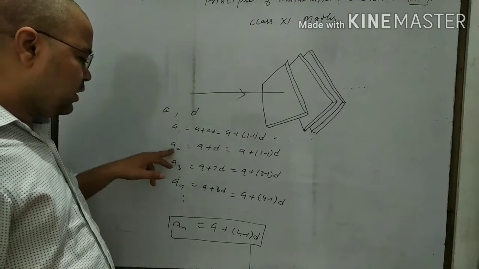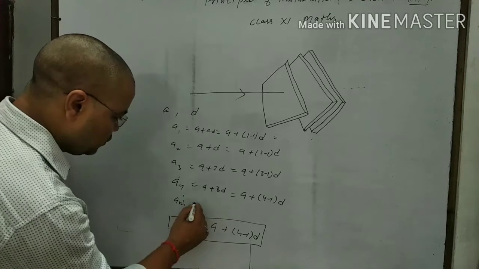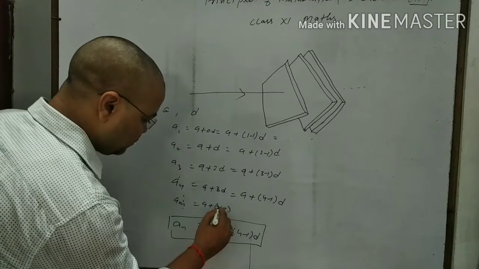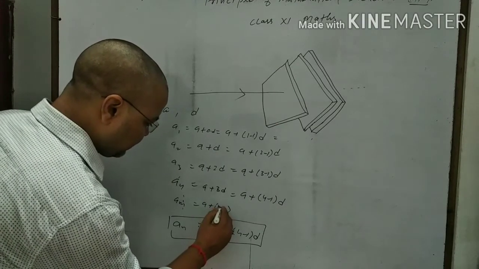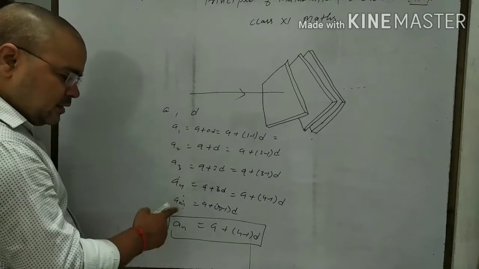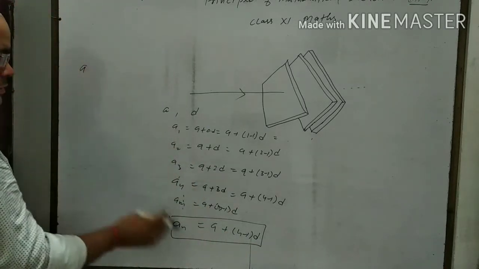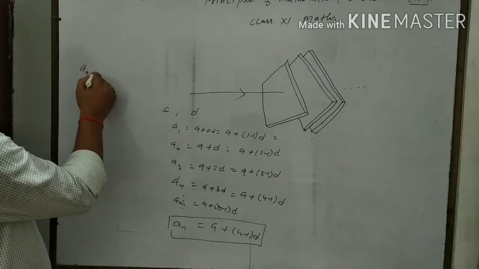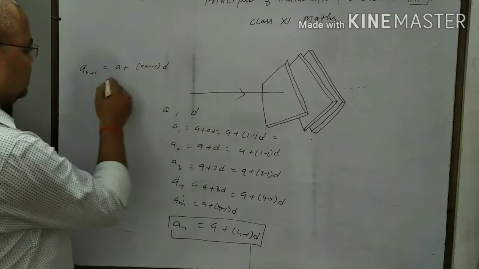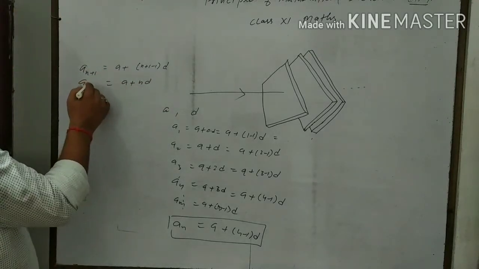This rule should be true for 2 also. Similarly, this rule should be true for m also, that is A plus m minus 1 into D. And therefore we can make a conclusion that it is also true for n plus 1. Here, A plus n plus 1 minus 1 into D will be A plus nD.